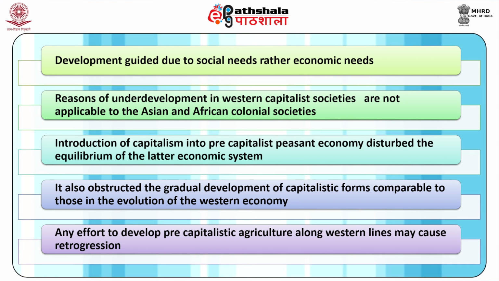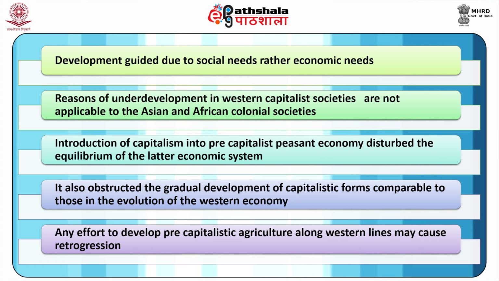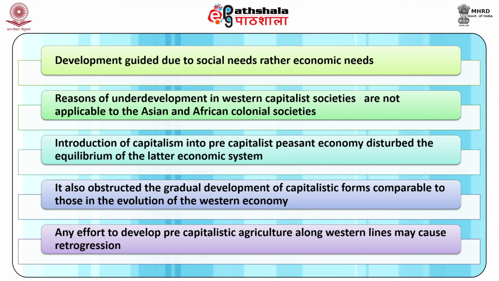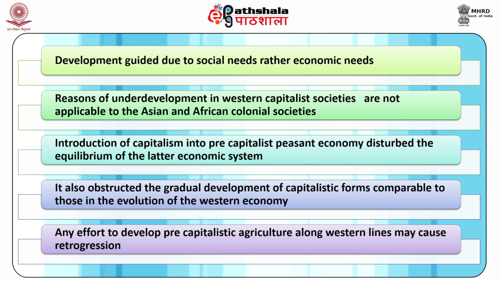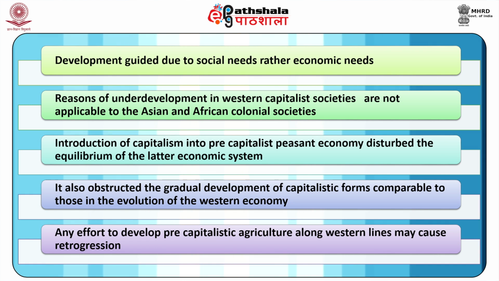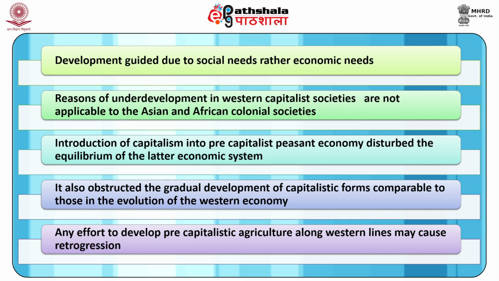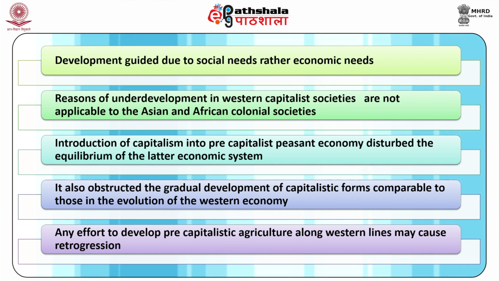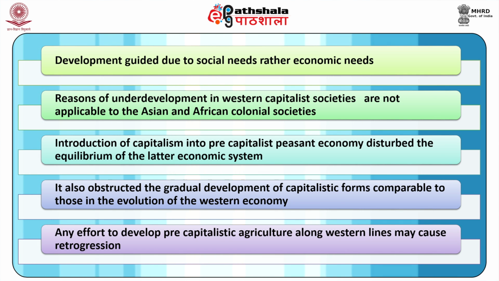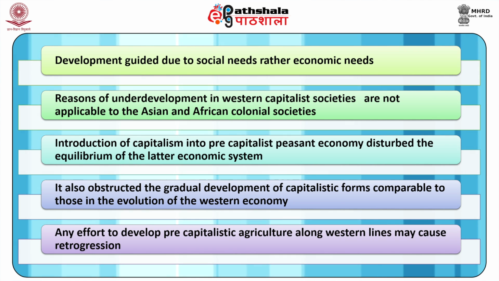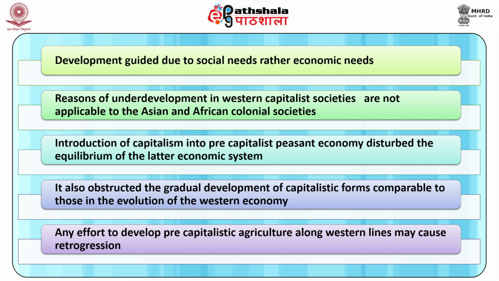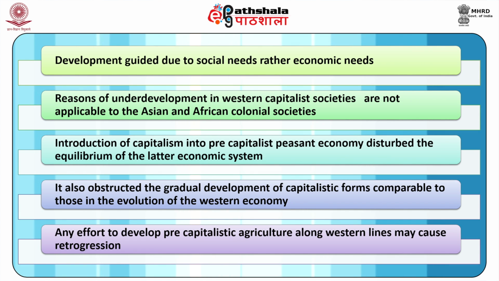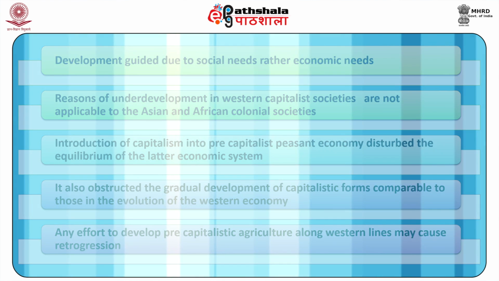However, the introduction of capitalism into pre-capitalist peasant economies disturbed the equilibrium of their economic system, and also obstructed the gradual development of capitalist forms comparable to those in the evolution of the Western economy. Any effort to develop pre-capitalist agriculture along Western lines may cause retrogression, as has been suggested by Boeke. So Boeke suggested that the Western system should not be intermixed with the Eastern economic system.